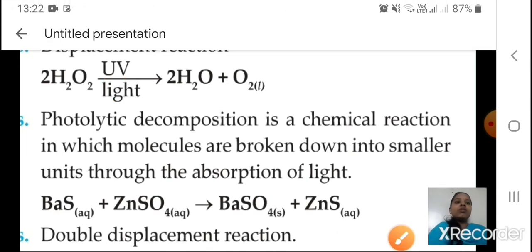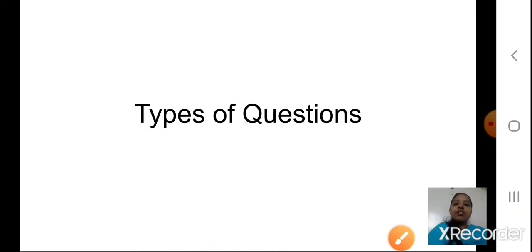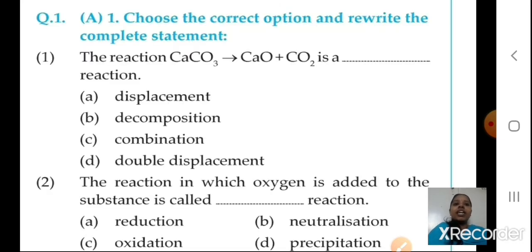Now next we'll see the types of questions. Here, first, what we discussed, I gave you the answers also. Now you will guess the answer. See here, Question 1A. Choose the correct option and rewrite the complete sentence. You don't have to rewrite, you just have to click the correct option.